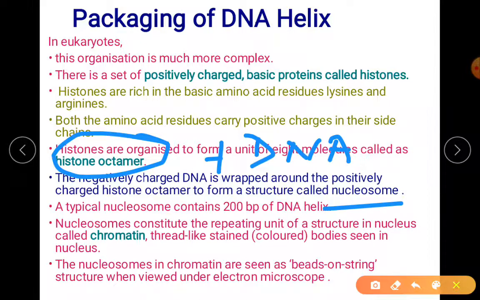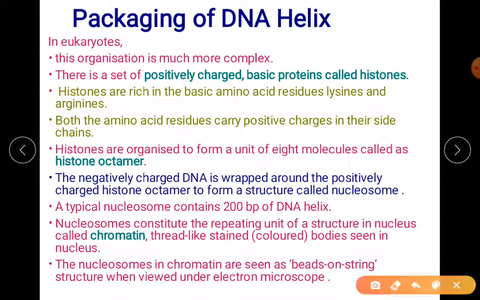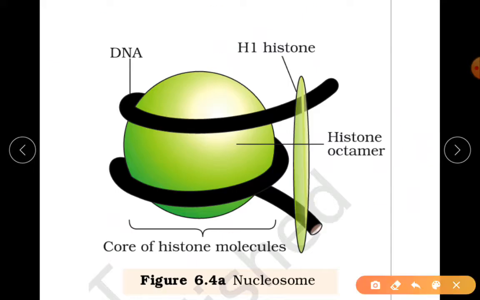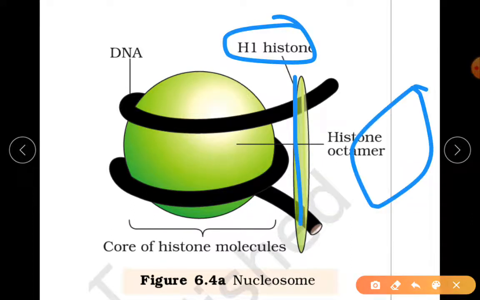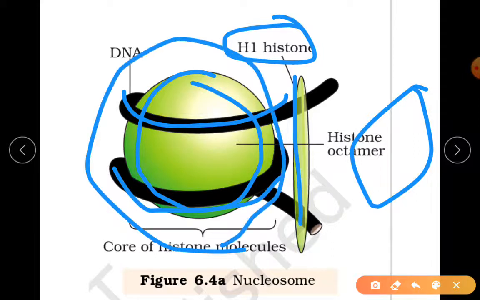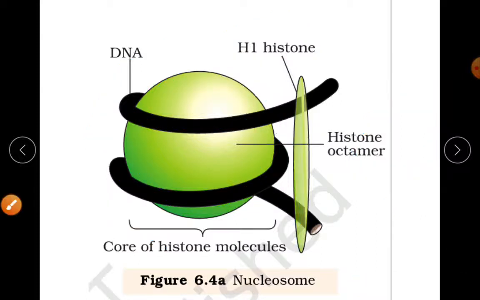Okay, now understand the sentence. Negatively charged DNA wrapped around the positively charged histone octamer is called a nucleosome. This is what we are seeing. So your H1 histone is here linking to the next histone octamer. Here is one histone octamer, around it you can see the DNA. This DNA plus histone together forms your nucleosome. So I hope it is clear.